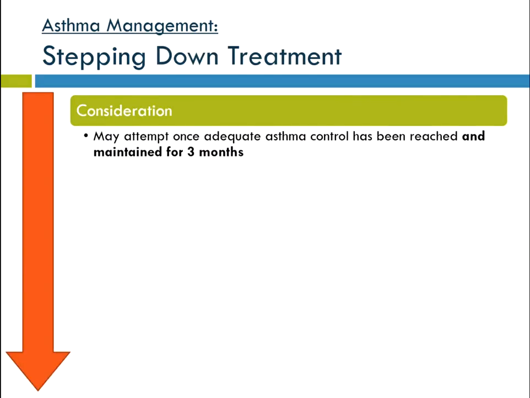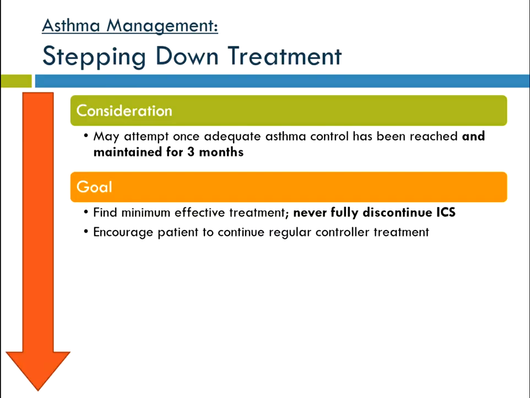When do we step it down? We want to consider this if they have had adequate asthma control for at least 3 months. So their asthma has been well controlled, they haven't really needed their rescue inhaler at all, they've been taking their maintenance inhaler with proper adherence, and they've been well controlled at least that 3-month mark, we can consider stepping them down. If they were on step 4, they've been well controlled for 3 months, we can consider going down to step 3.